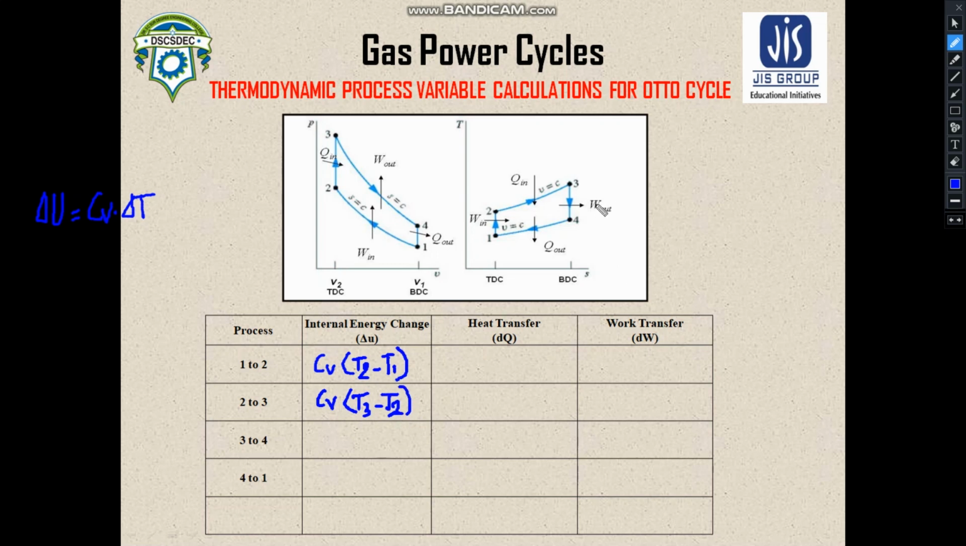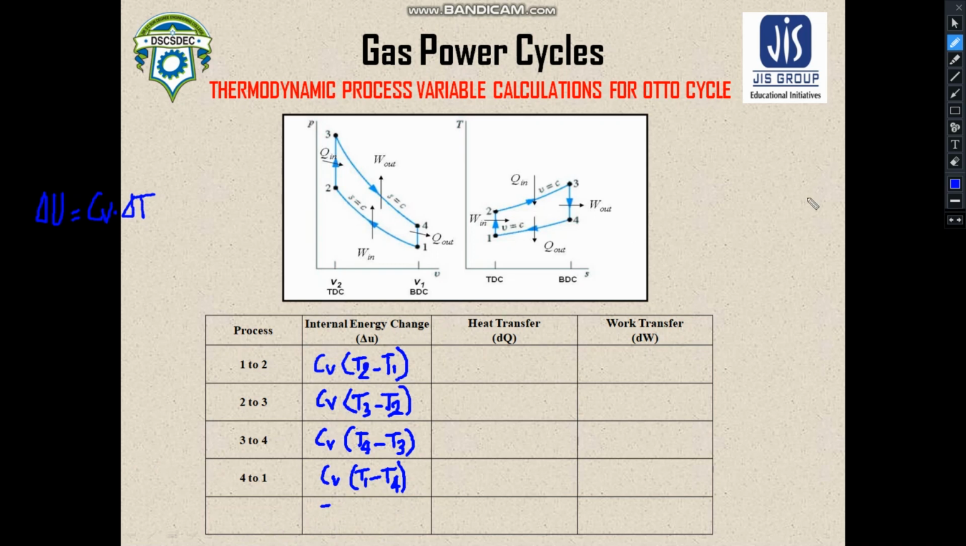Now if you analyze the signs, if you analyze the temperatures, then you will understand what will be the signs of this internal energy change. So Cv into T4 minus T3. Very simple thing. And it will be Cv into T1 minus T4. Okay, we will do it later on.